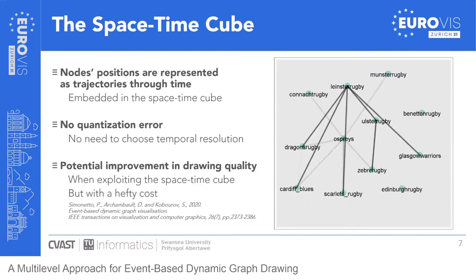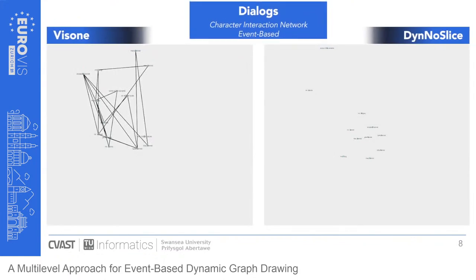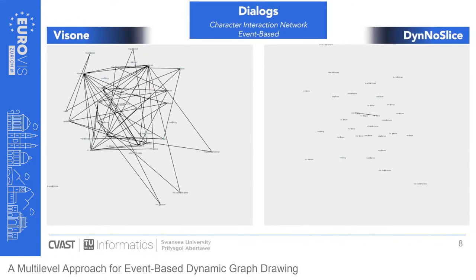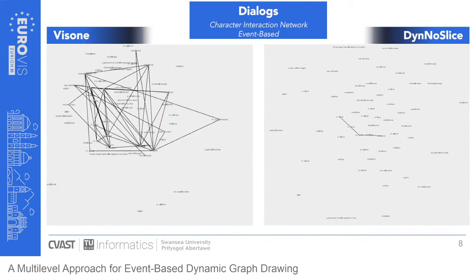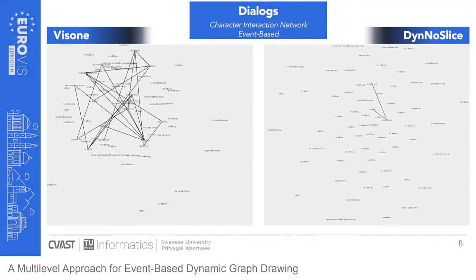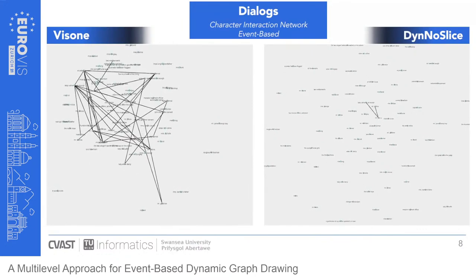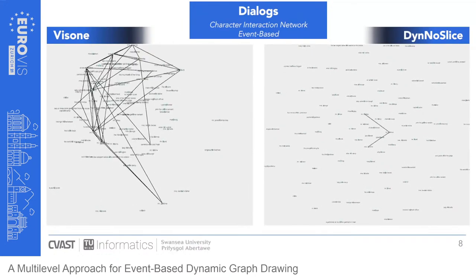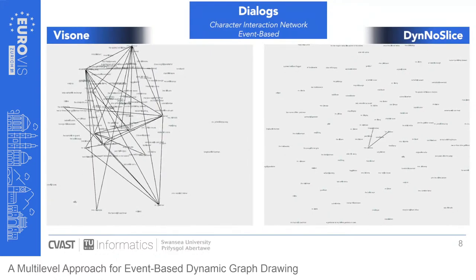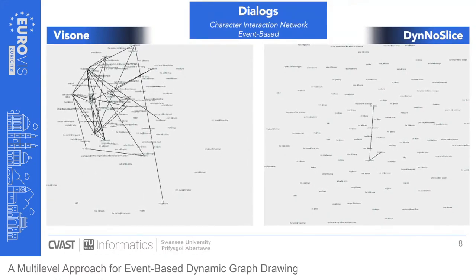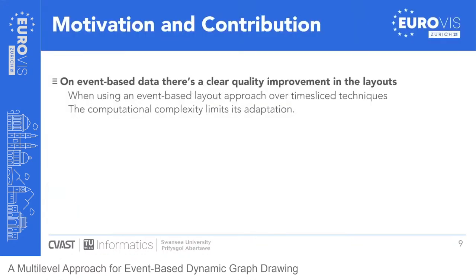Existing literature proves this. In fact, on the right, you see DynoSlice, an event-based dynamic graph drawing algorithm that maintains structure in time. On the left side, we have Visoni, a state-of-the-art graph drawing layout algorithm for time-sliced graphs. The visual artifacts due to the time slicing of an event-based graph are evident here and have an adverse effect on the final layout quality. DynoSlice research showed the potential of event-based graph drawing on temporal graphs. However, the computational complexity limits its adoption.